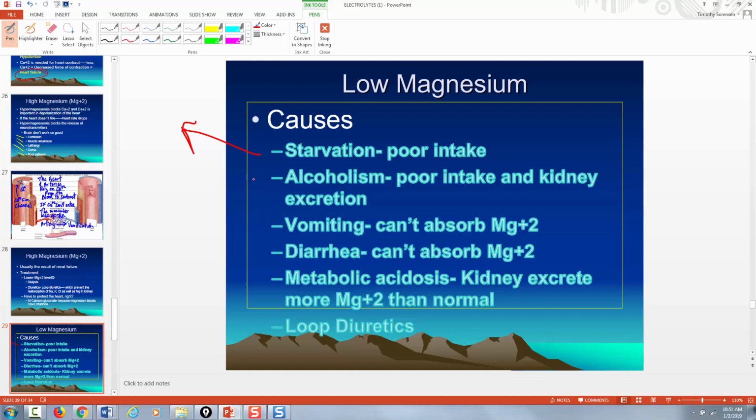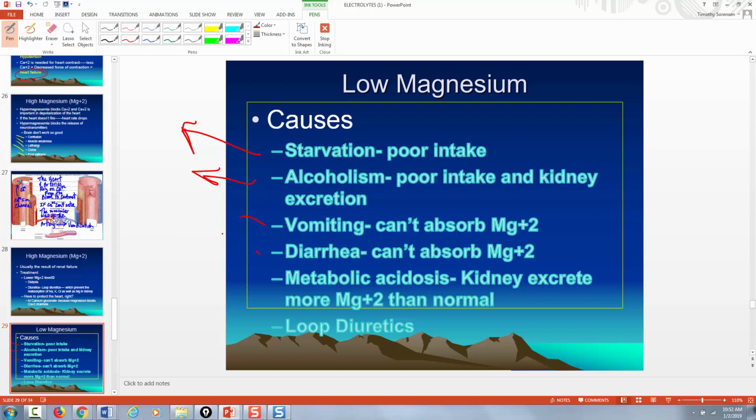Now, alcoholism too. Alcohol is a natural diuretic because it inhibits the effects of ADH in the kidney. And the more urine you produce, the more magnesium you excrete. And vomiting and diarrhea, look, that's where you get your electrolytes from, the food that you eat, right? So if you can't keep that food in and get it absorbed into the blood, then you're going to have problems with all electrolytes, not just magnesium.